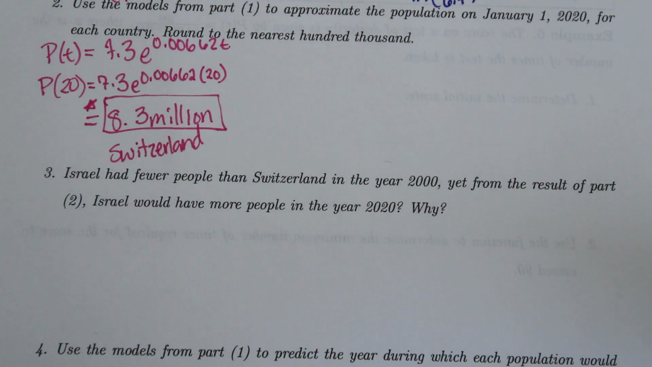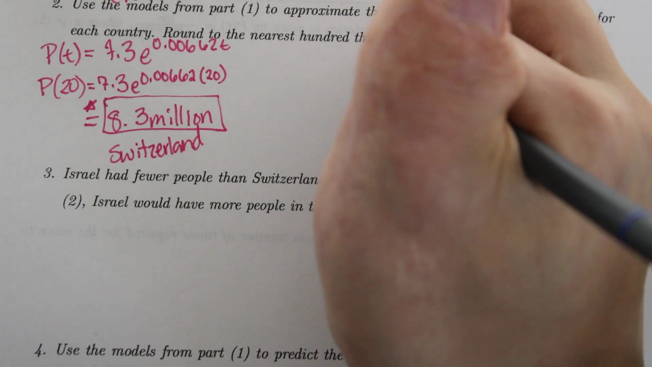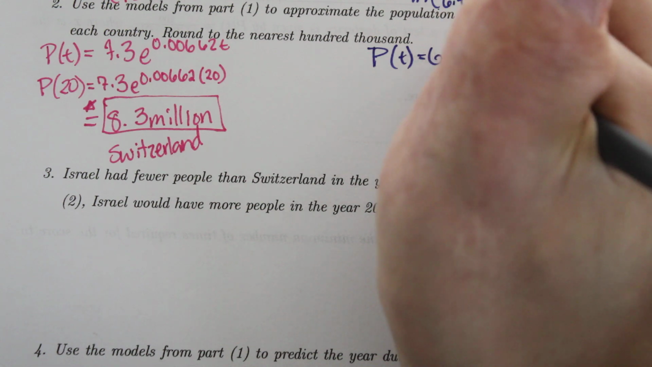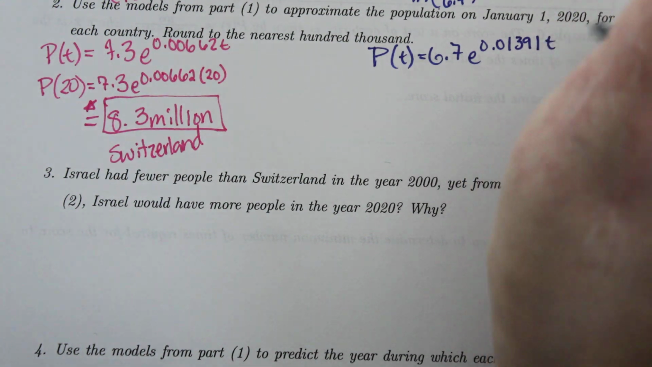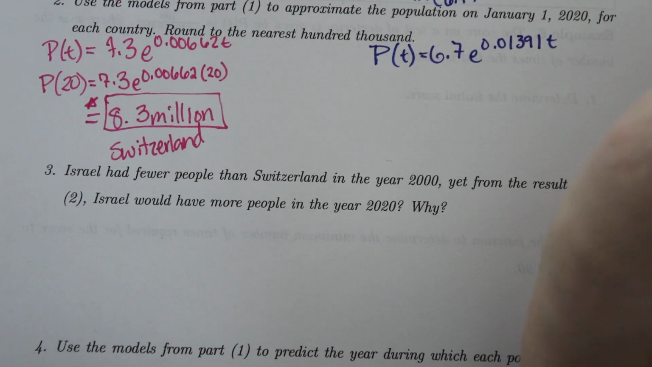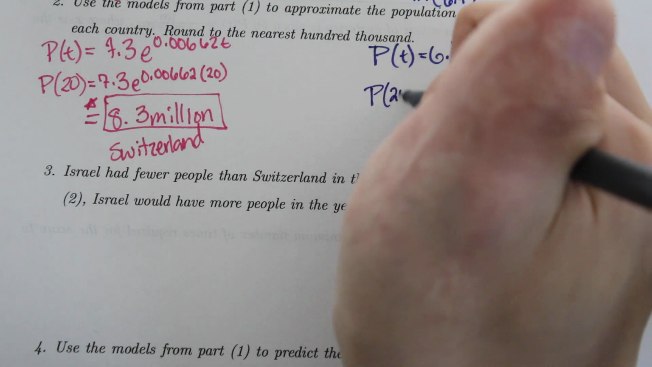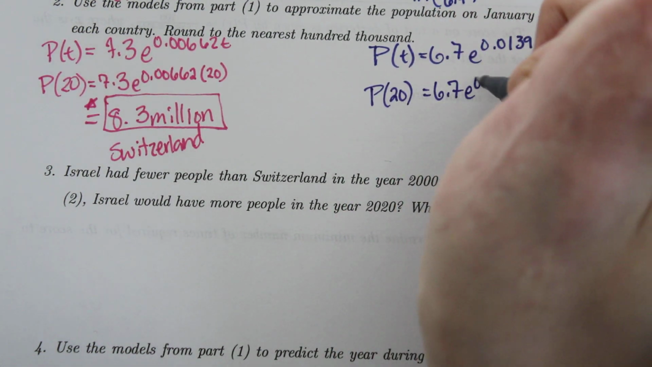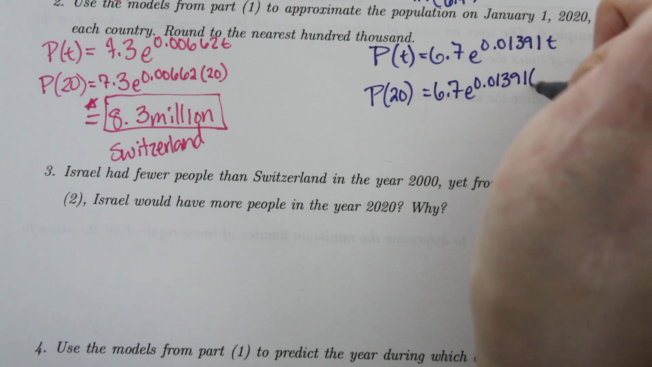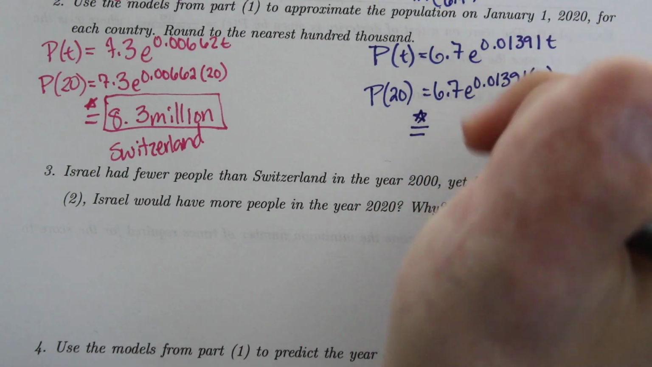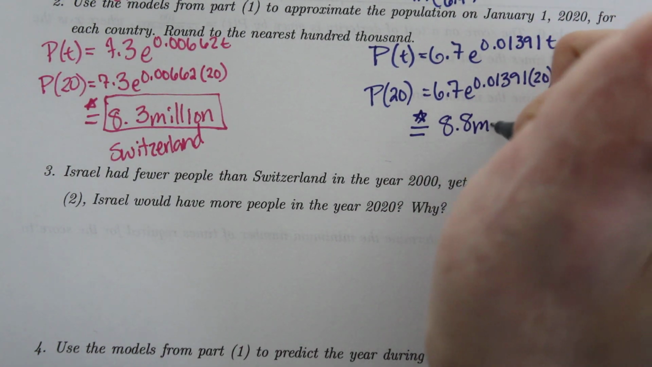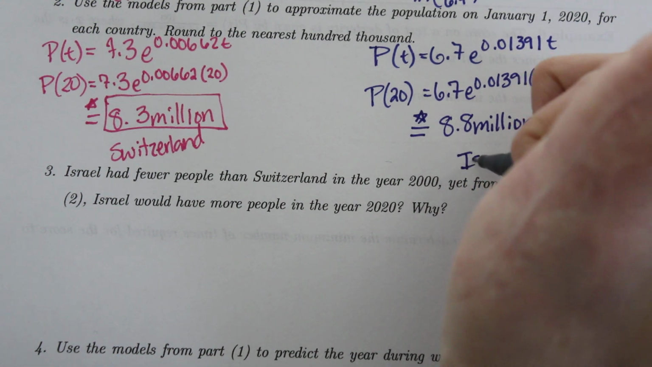Okay, next to find Israel's population, we're going to do the same thing. We're going to plug in 20 into its population function that we just found. So Israel's P of t is equal to 6.7 e to the 0.01391 times t. So we're going to find P of 20. So we're going to plug in 20 every time we see a t in our function. And then we can use our calculator to simplify, and we get 8.8 million. And this is Israel.